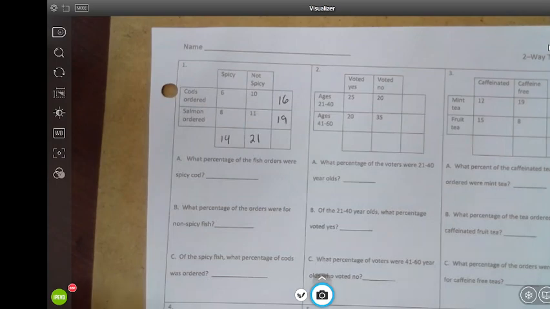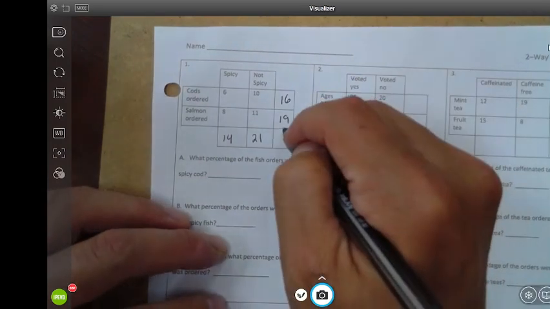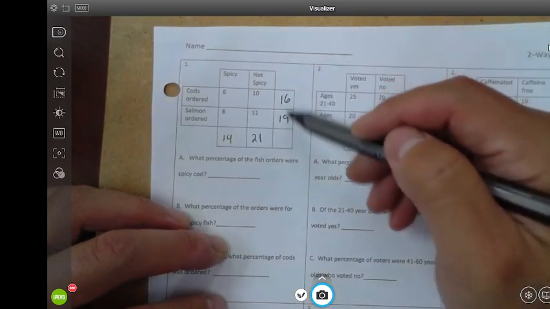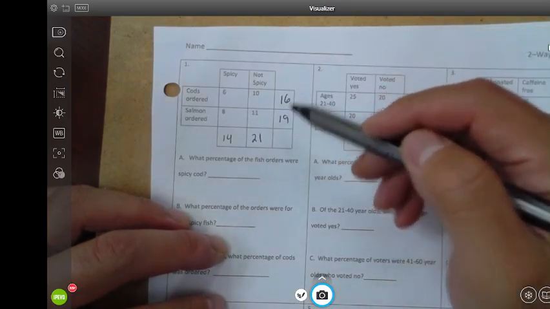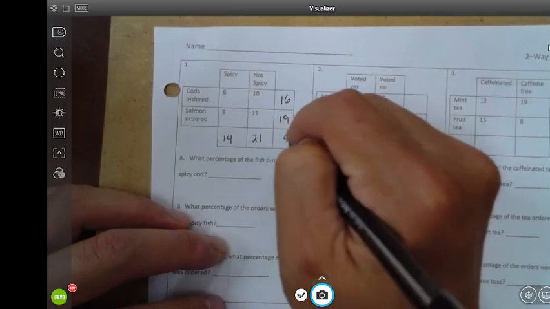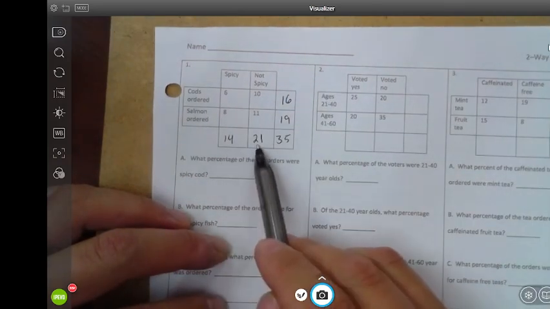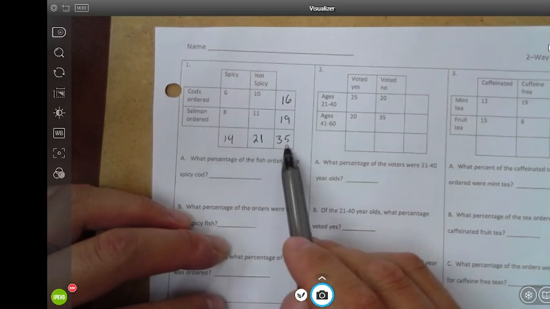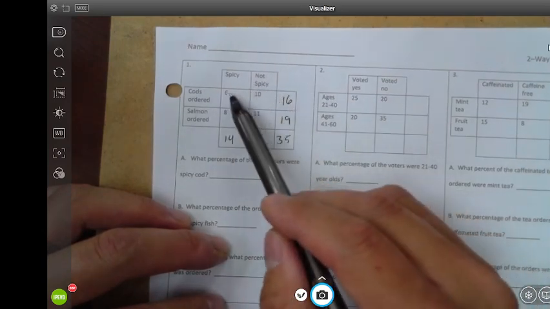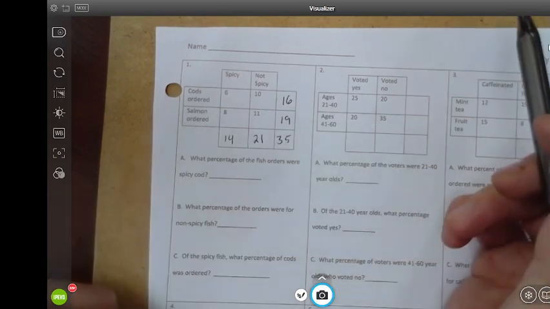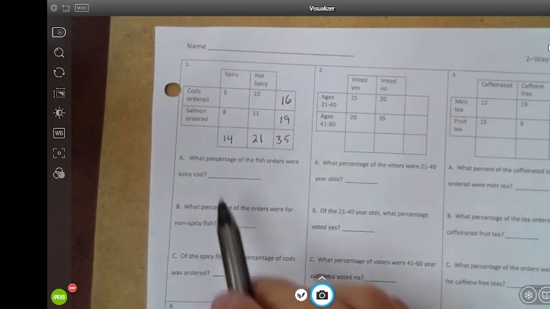Okay? All right, now to find the total, this number right here, a couple of things we can do. We can add this column, 16 plus 19, right? That's going to give me 35. I could have also done 14 plus 21. That is also 35. I could have also done 6 plus 10 plus 8 plus 11. That is also 35. Okay? All right, now, let's go ahead and answer these questions.